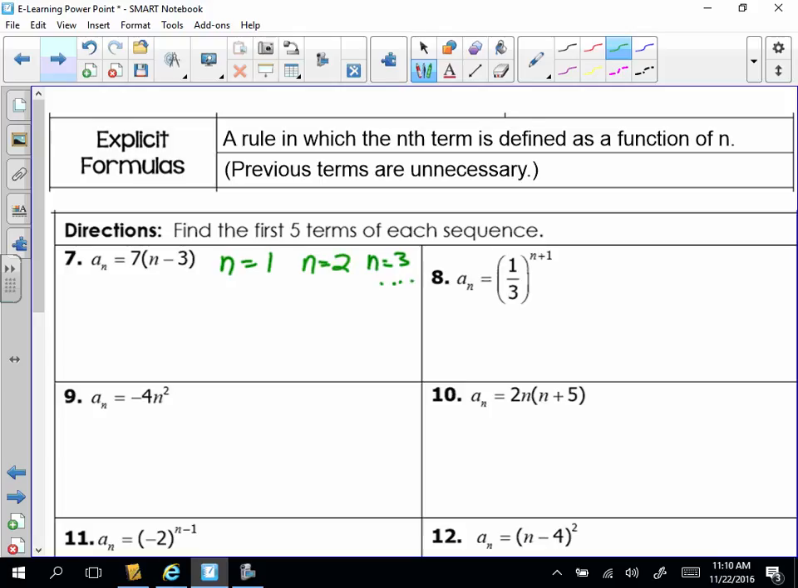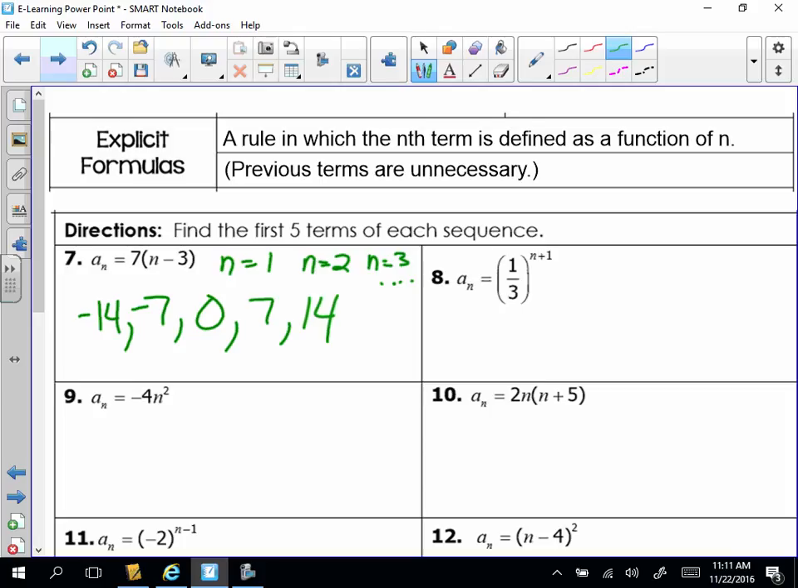So if I put 1 in here, 1 minus 3 is negative 2 times 7 is negative 14. Put 2 in here, I get negative 1, I get negative 7. 3, I get 0, so I get 0. 4, I get 1 times 7 is 7, and the next one's going to be 14. So you're going to do the same thing on 8. You're going to put 1 in, then 2, then 3, 4, and 5.